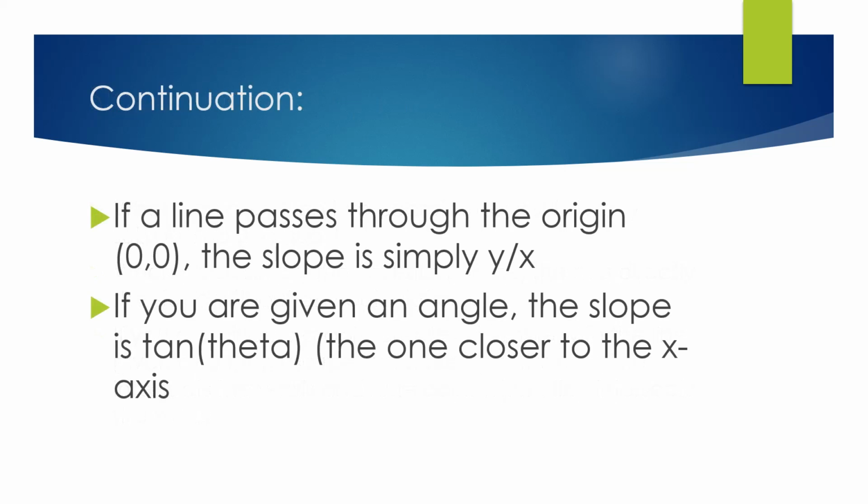Okay, there are other ways, one of which is if a line passes through the origin, which is 0, 0, the slope is simply y over x. Nothing else, just y over x. If you are given an angle, the slope is tan of the angle, and the angle is always the one closer to the x-axis. So if you have a line and there's an angle above the line and an angle under the line, you should always choose the angle under the line because it's much closer to the x-axis.